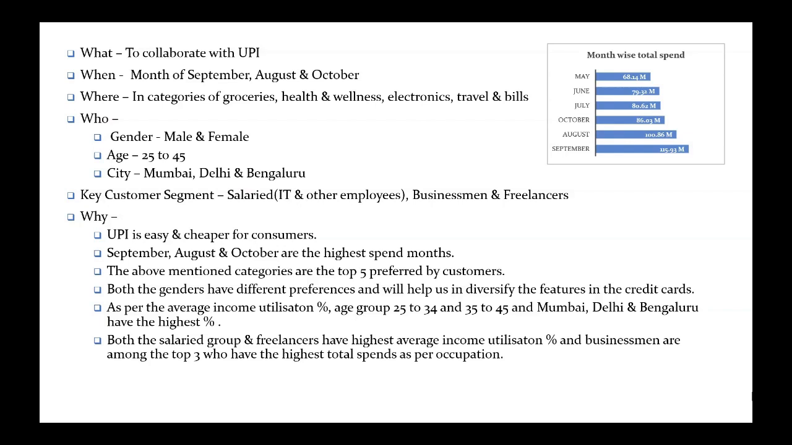Then comes our key customer segment. It is the salaried, IT and other employees, and businessmen and freelancers. The reason behind selecting salaried and freelancers is because they have the highest average income utilization percentage. And for businessmen, because they are among the top three who have the highest total spend as per occupation. So, according to me, we can give some kind of a scheme in our credit card which will make businessmen also increase their average income utilization percentage.